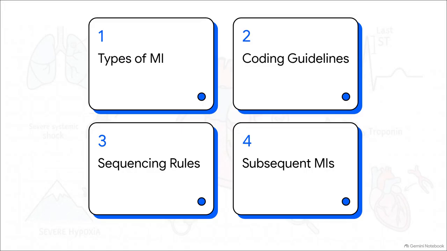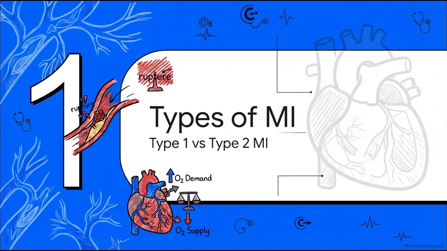Here's our roadmap for this explainer. First, the type 2 MI mismatch. Next, assigning code I21.A1. Then, we'll hit the code first sequencing rules, and finally, wrap up with subsequent type 2 MIs. Section 1. The type 2 MI mismatch, understanding the pathophysiology.